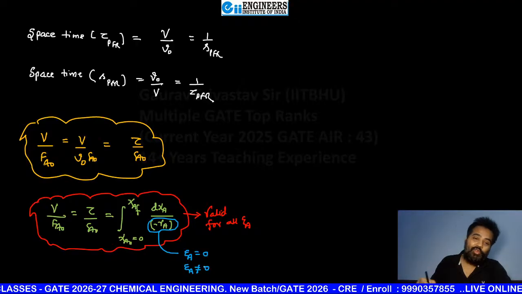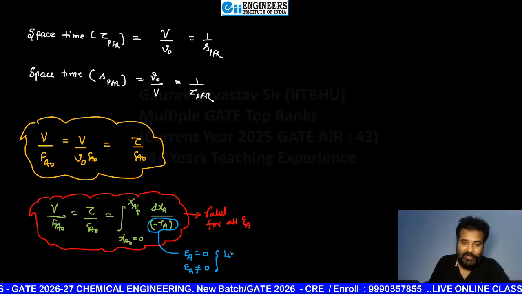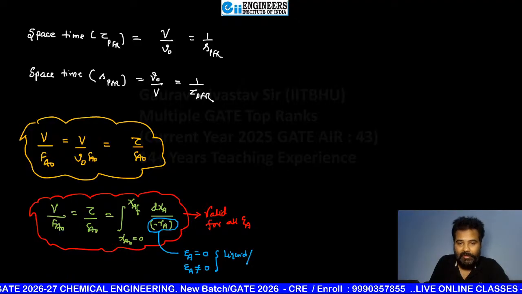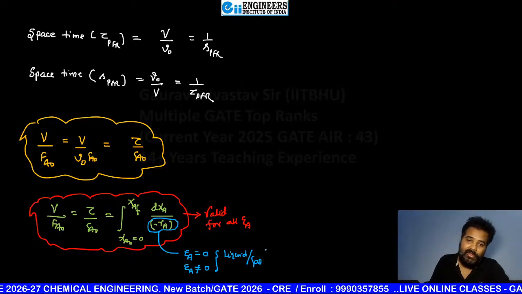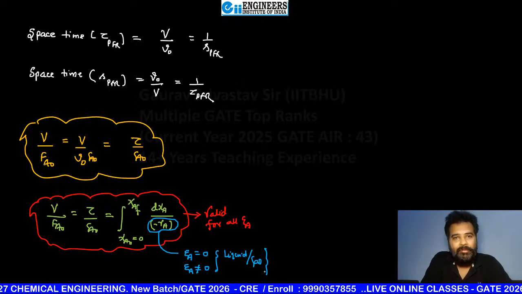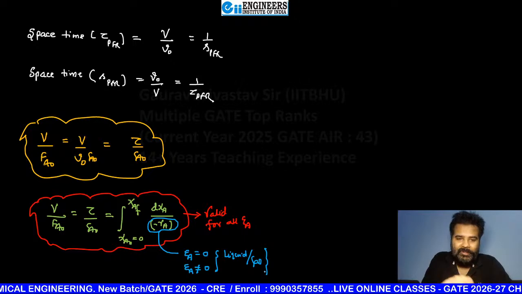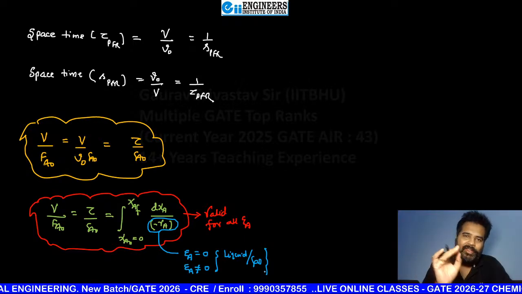And for both cases it depends on whether the reaction is liquid phase or gas phase. If liquid phase, then even if epsilon is not equal to 0, it is not going to become difficult for you. But for gas, it is going to become difficult. These cases I will discuss separately, as I already told you.